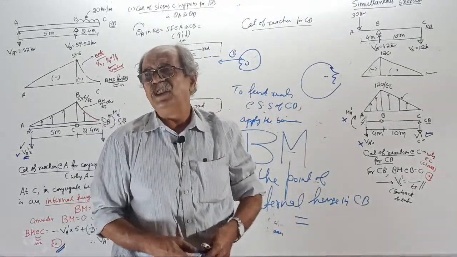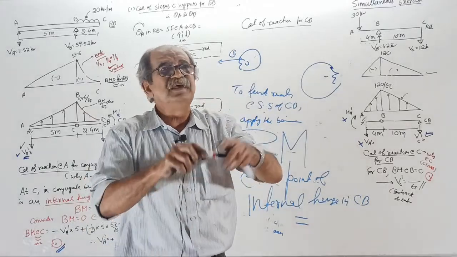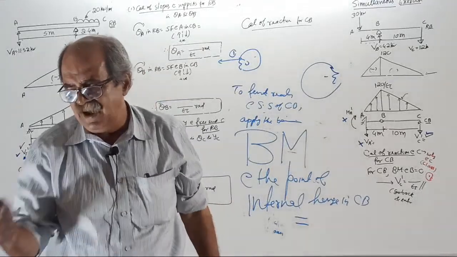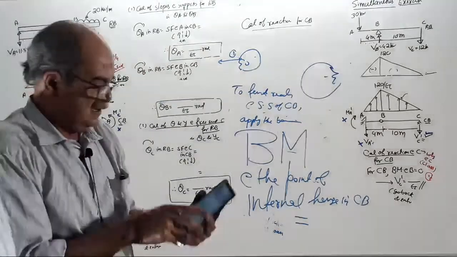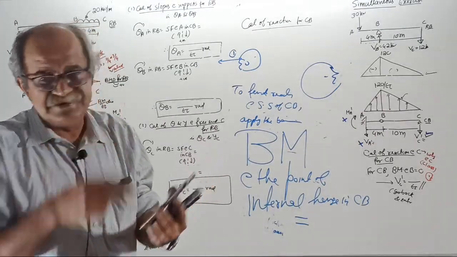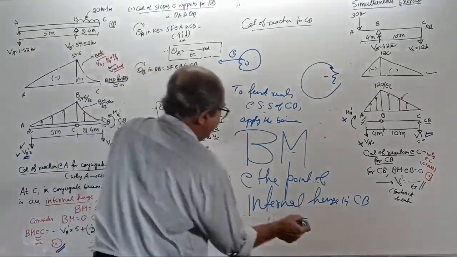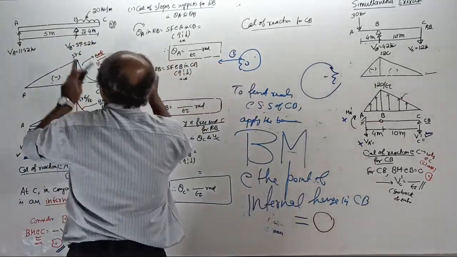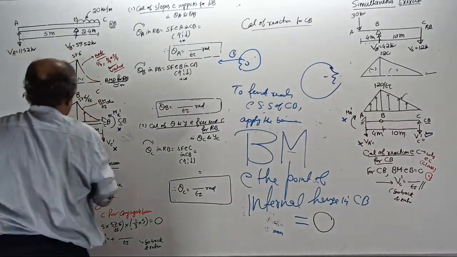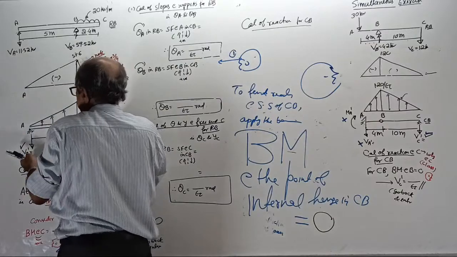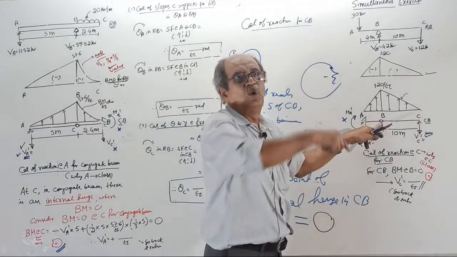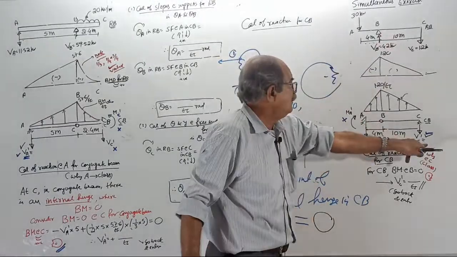This is a basic rule. An internal hinge cannot resist bending moment. So the bending moment at the point of internal hinge is zero. Therefore, in this question apply bending moment at C equals zero, look this side, and get VA dash. In this question apply bending moment at B equals zero, look that side, and get VC dash.